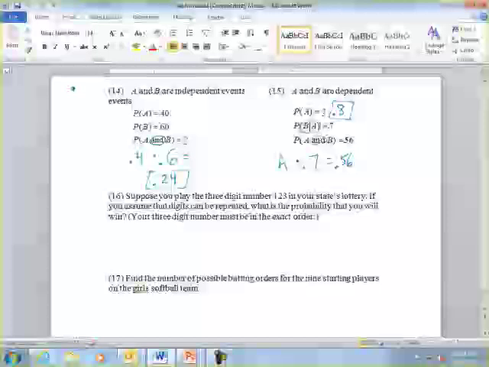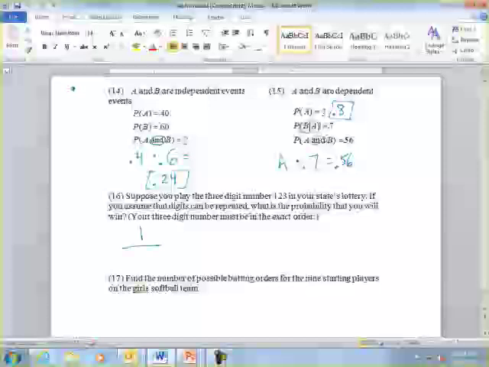So this is a 3-digit lottery. I'm playing one ticket in the lottery. My lucky number was 123, so I bought one ticket that had 123 on it, and I'm going to hope that's the winner. The question is, what is the probability that that is the winner? So we need to know how many different possible tickets there are.